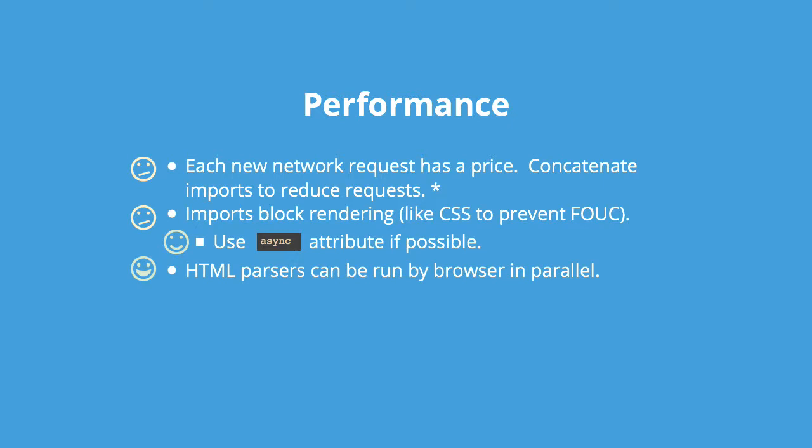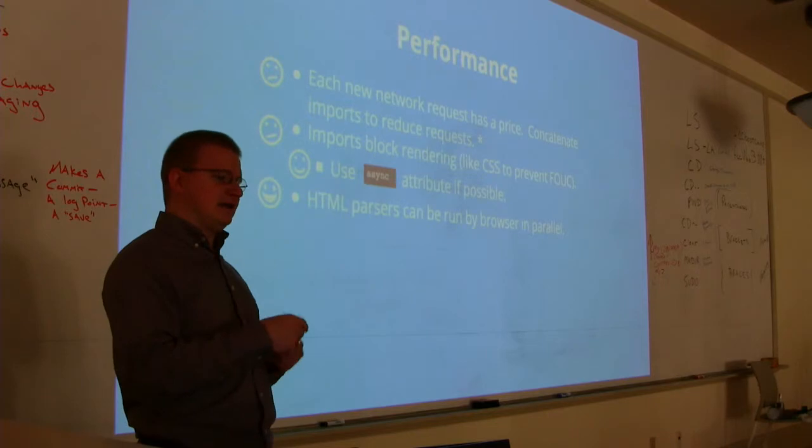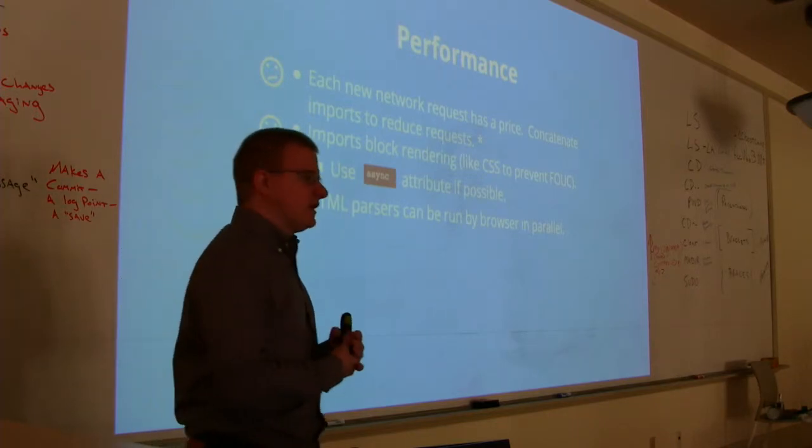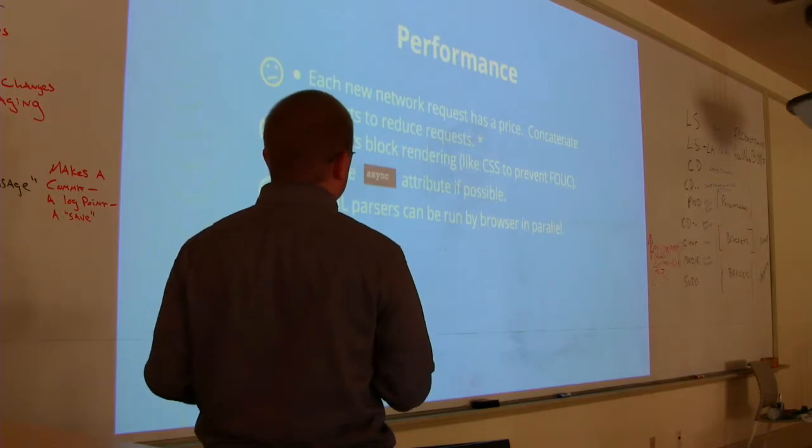All right, so the first hint is that each new network request has a price. So what we can do here is concatenate our imports to reduce requests. At build time, when we're saving our site and putting it up to the web, we can build them all together into a single file and just do one import, making one round trip request. We're going to do that on Friday. We're not going to do that today because that's only a performance concern. For development, it's fine to do it all as locally independent requests.